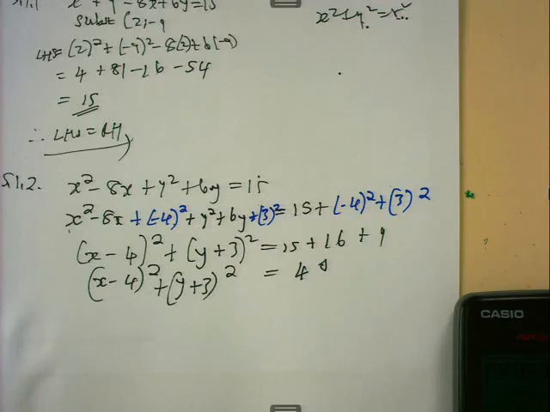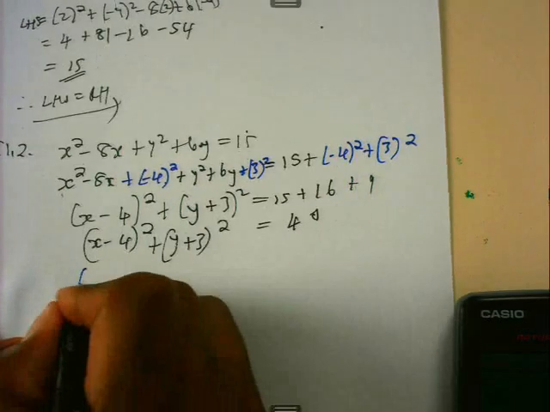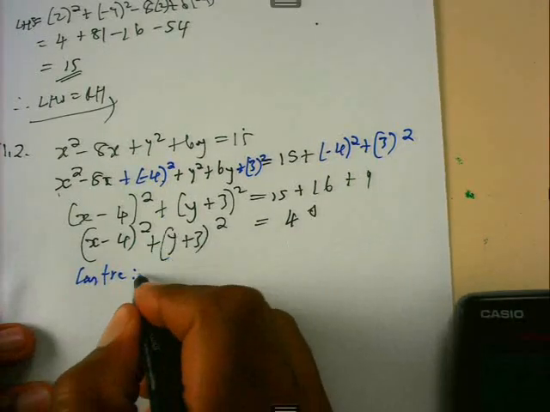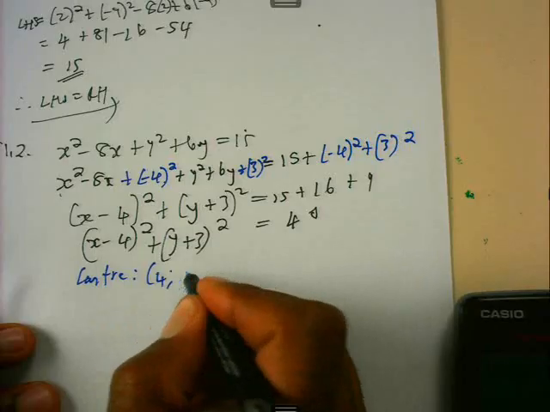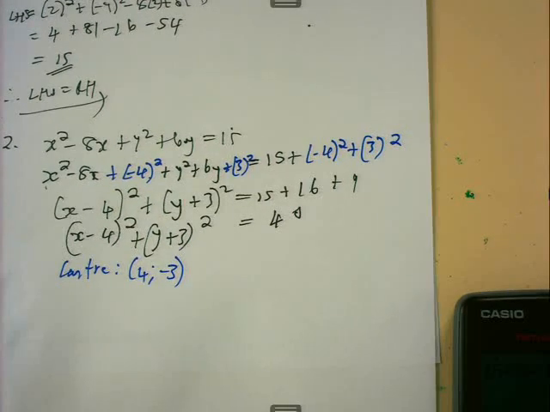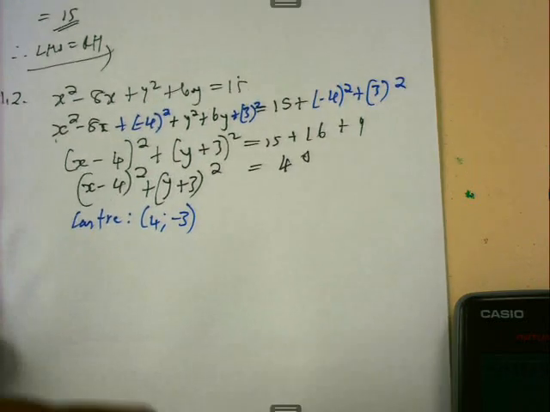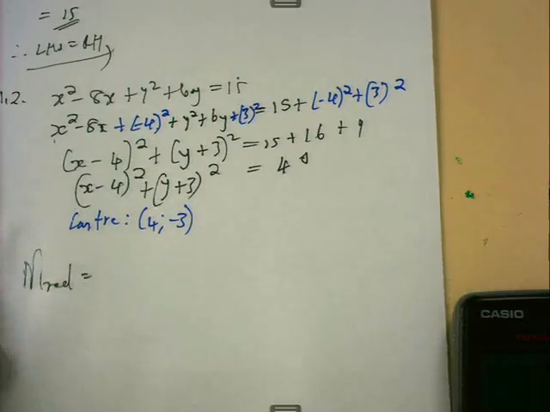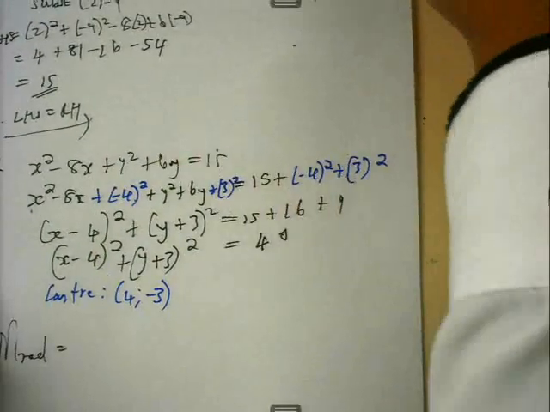Right, immediately after this, we can now see the center here. Our center here is what? Our center is equal to 4 and minus 3. Right, now what is it that we're going to do with the center? Of course, we need now to have the gradient of the radius.